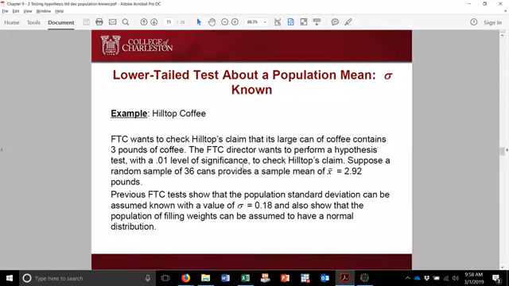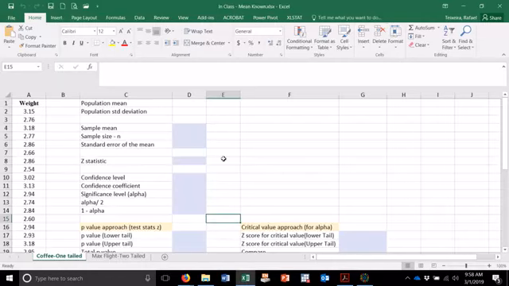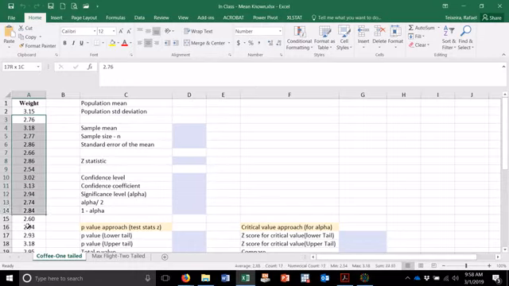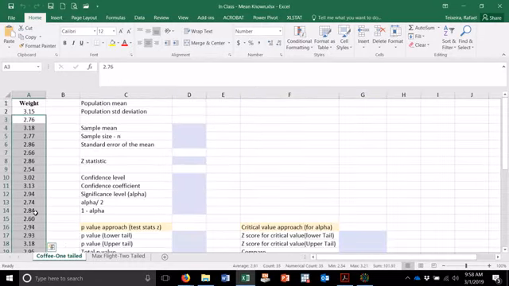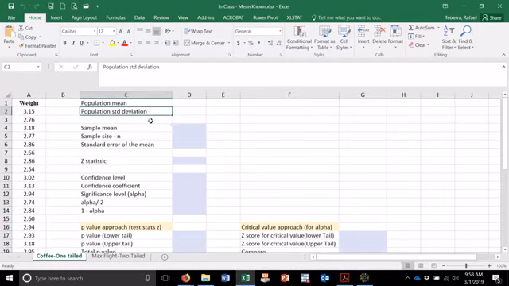Okay, so going to the Excel file, and after downloading it, you have here this is the file in class, mean known, and then here you have the weight for the cans of coffee. So here we have 35 cans of coffee and their weights, and here we have information that we're going to fill out.